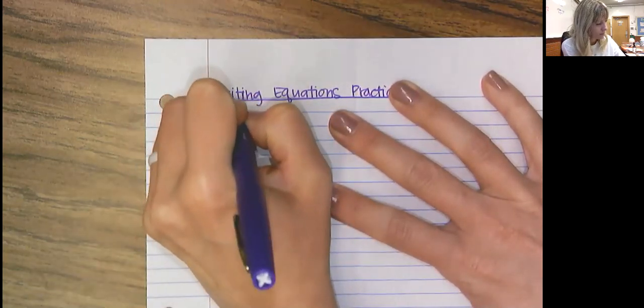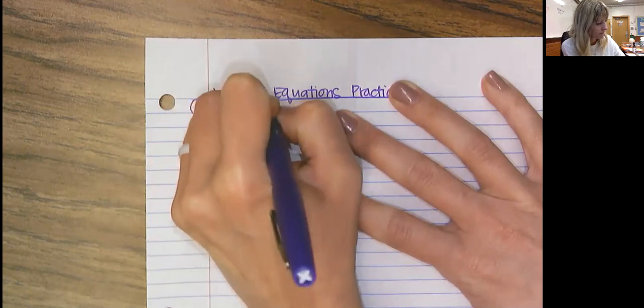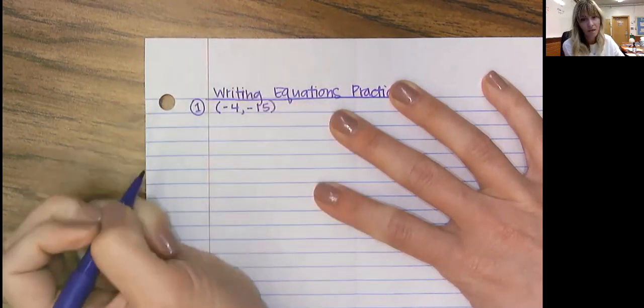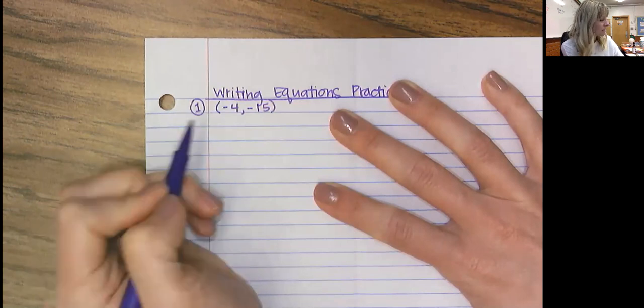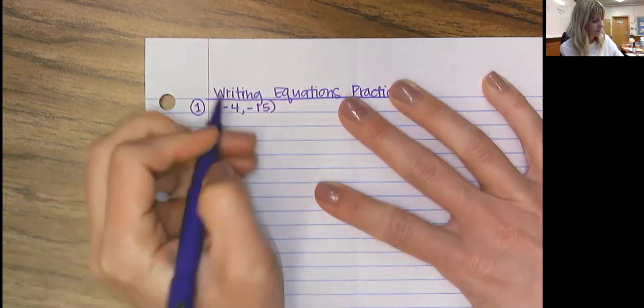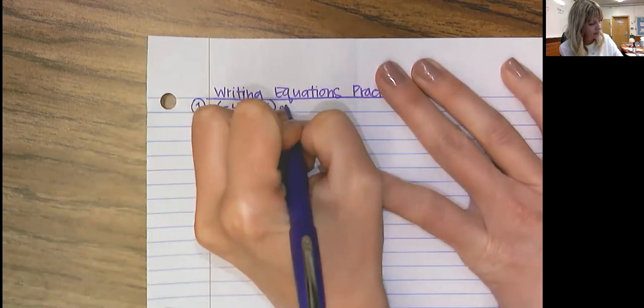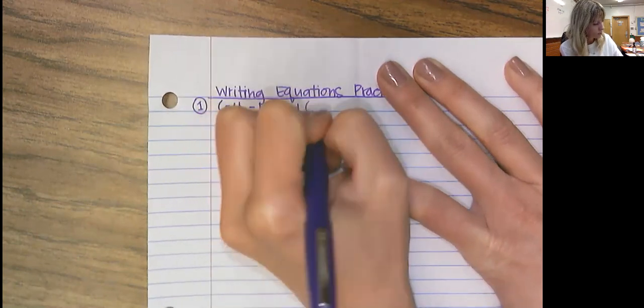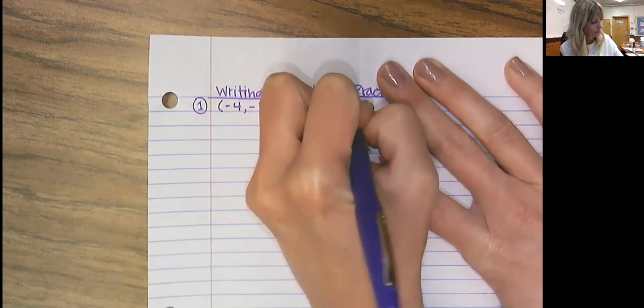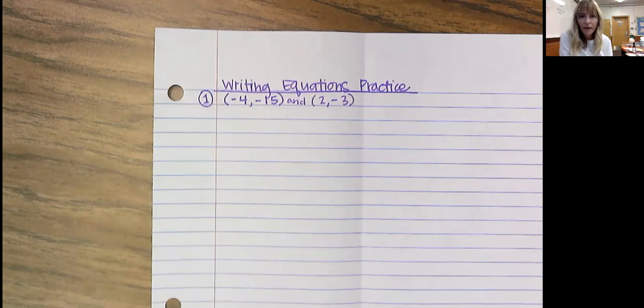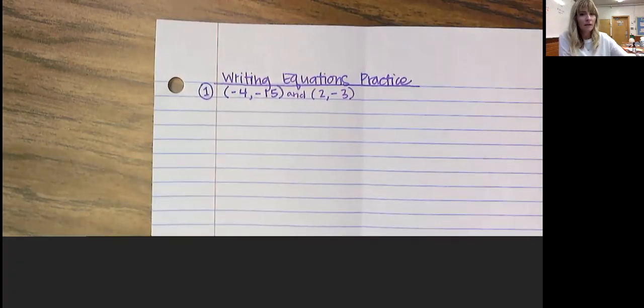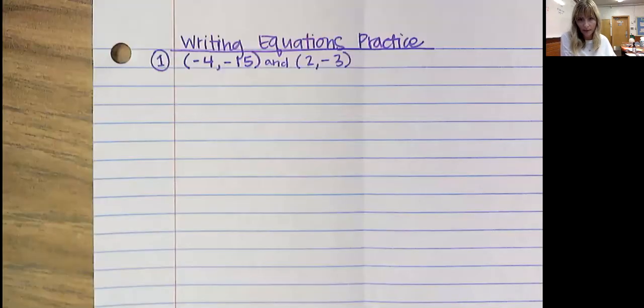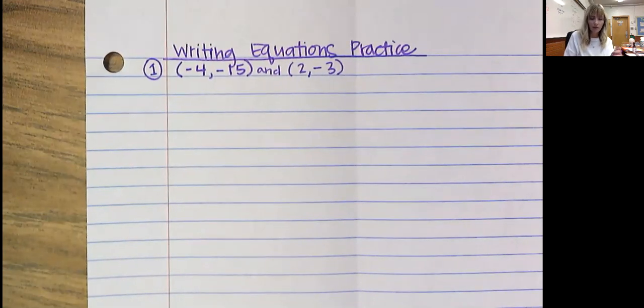So we're just going to write down the ordered pairs for this first problem. So this is -4, -15. And the other ordered pair is 2, -3. We need to write an equation in slope-intercept form of a line that passes through those 2 points. What are the 2 things we need to write an equation? They are, of course, M and B.